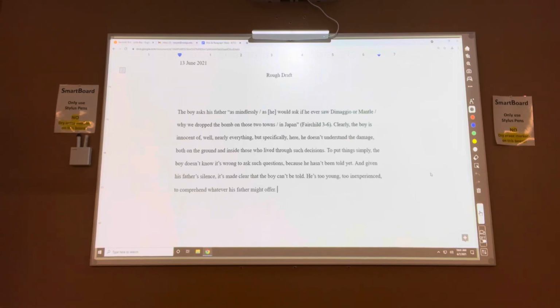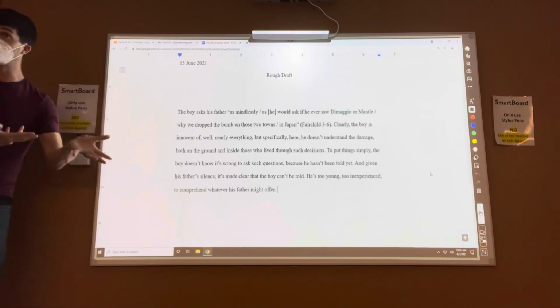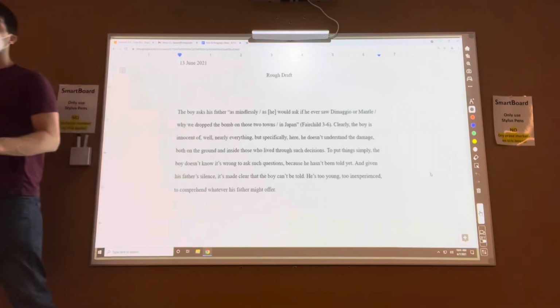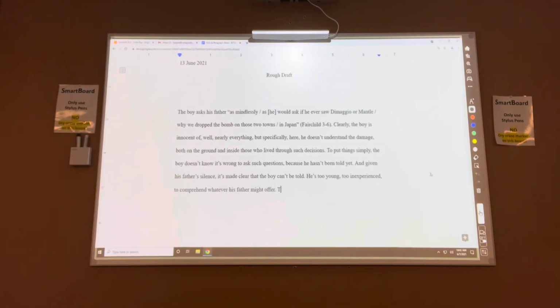Because again, we're used to the idea that he's too young, whatever, but I think what the poem might actually be getting to here, when he says, mindlessly, DiMaggio or Mantle, right? Something like that.